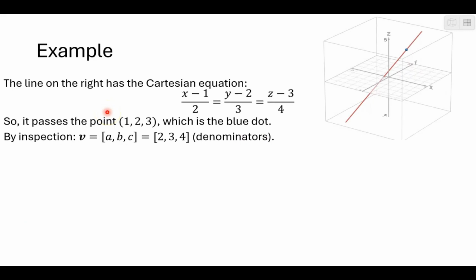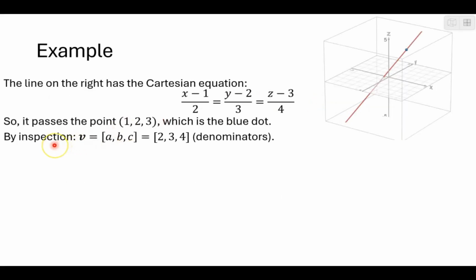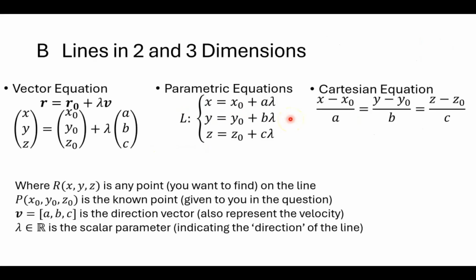And in case you are not familiar with what lines in 3D look like, I grabbed one here for you in Desmos. And the line on the right has the Cartesian equation like this. So you can see it passes the point 1, 2, 3, which is the blue dot here. 1, 2, 3 is basically these numbers here, as you can see from the previous slide. This x0, y0, and z0 is basically whatever is subtracted from the variables. And the direction vector, a, b, c, in this case is 2, 3, 4. It's basically what the things are in the denominators. Also from the slide previously, a, b, c, the denominators.